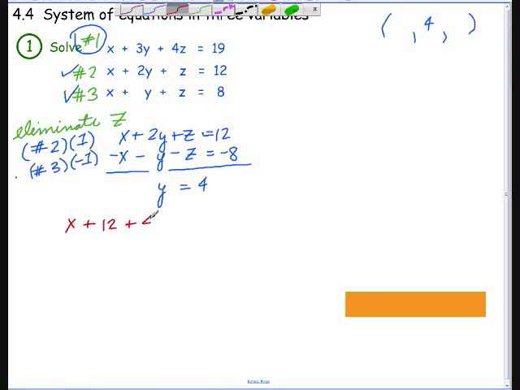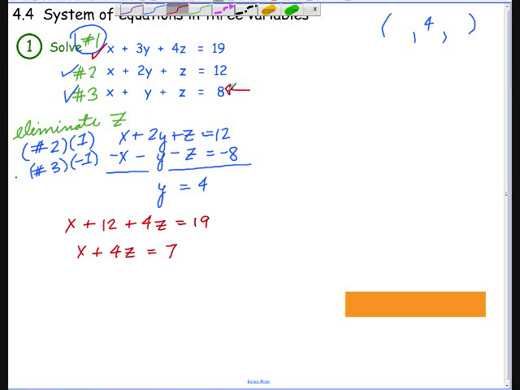plus 4z equals 19. Well, that's not a very nice way to write it. I should do this. X plus 4z, and I'm going to subtract 12 from both sides, equals 7. I'm going to do something similar, so I've done this one now. That's good. I choose one more to work with here.